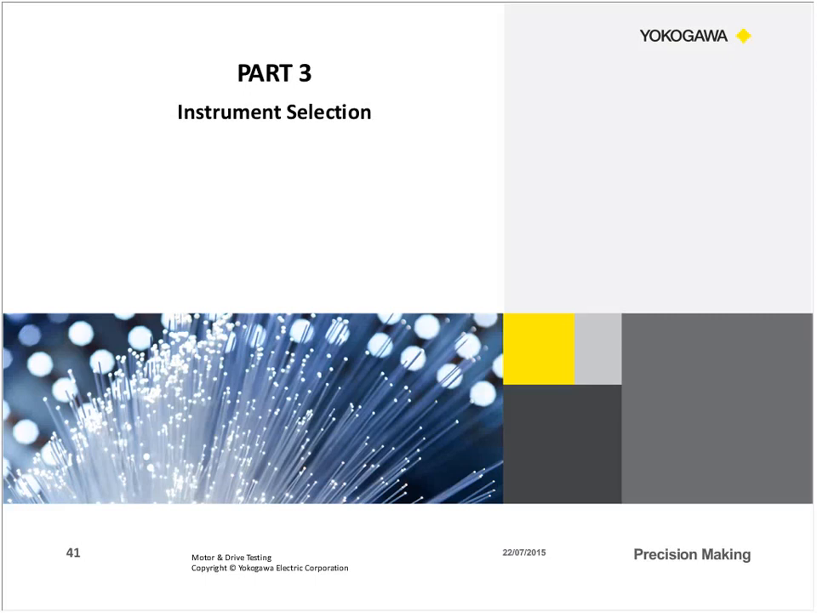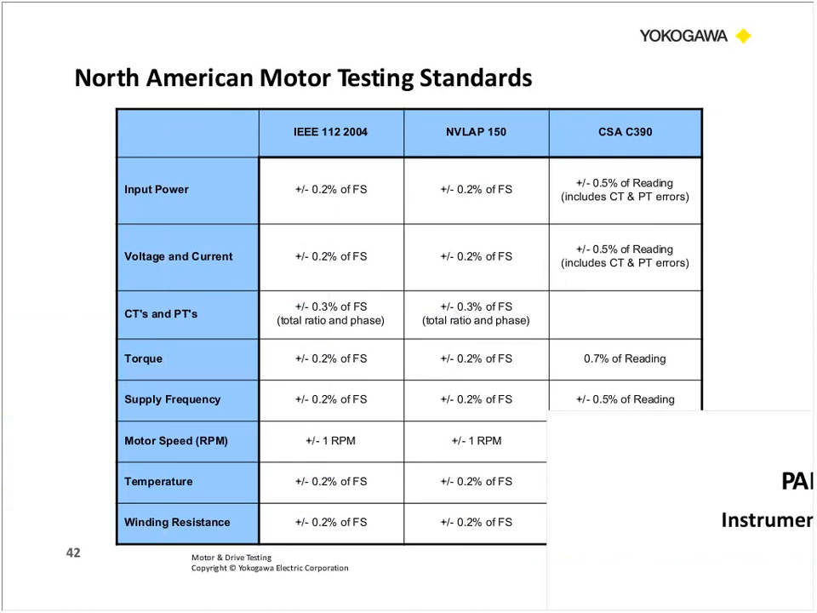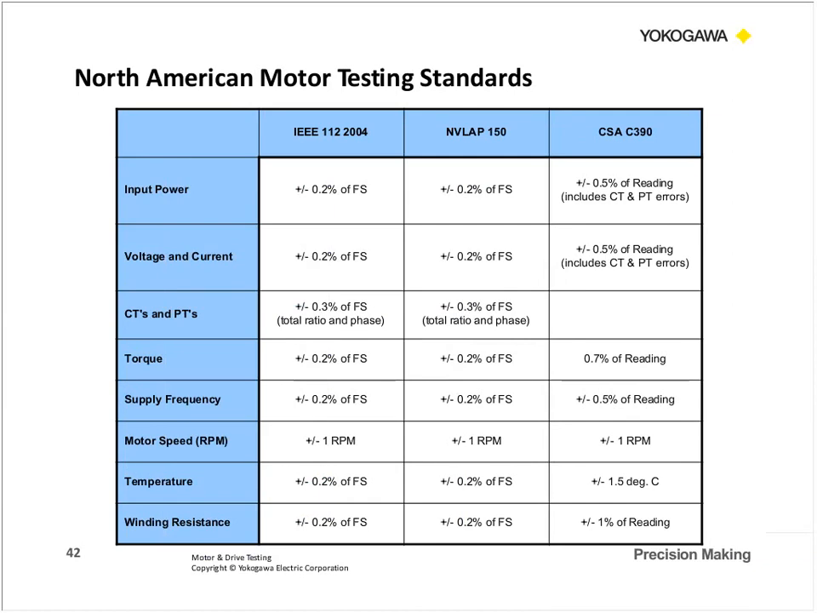Okay, let's look at some instrumentation to make these measurements. Some of the North American motor testing standards that we deal with, you may deal with, may come up. The IEEE 112 is probably one of the most common ones. NAVLAP 150 is similar. And then Canada has their CSA C390.